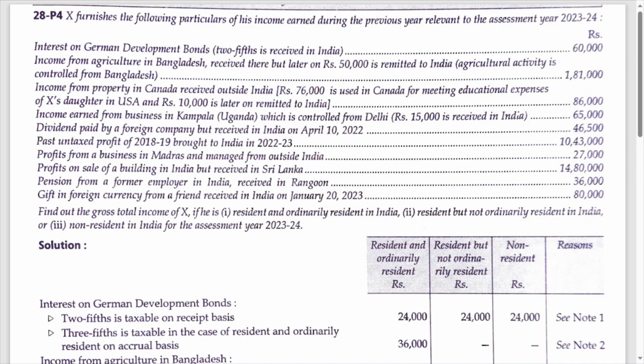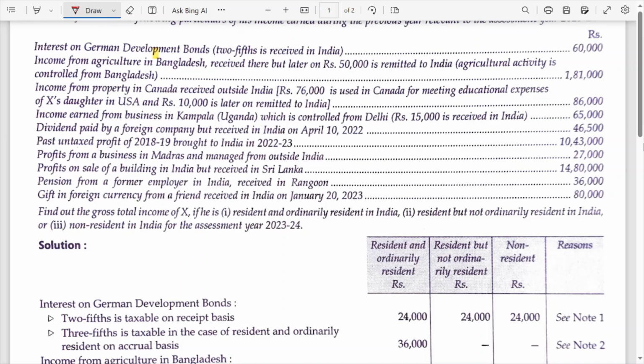Interest on German development bond, 250 is received in India. Now first of all you have to identify whether it is Indian income or foreign income. You can consider any income as Indian income when it is received in India, or when it accrues in India. If both things happen in India, then also it is considered as Indian income.